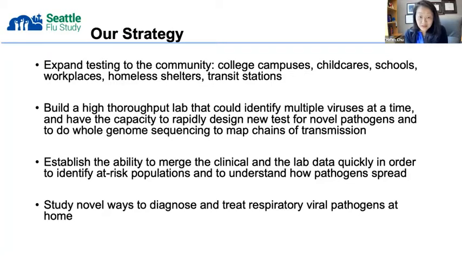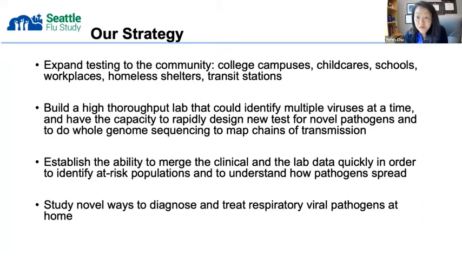Leah Starita, who is a faculty member in genome sciences, also simultaneously built up a high throughput lab that could simultaneously identify multiple viruses, and also developed a way to test for new pathogens very quickly, and then to do whole genome sequencing to map chains of transmission, which was then mapped out by Trevor Bedford's group at the Hutch.